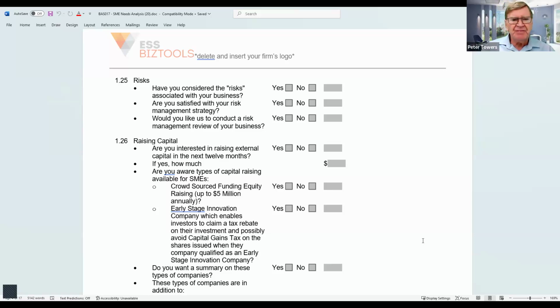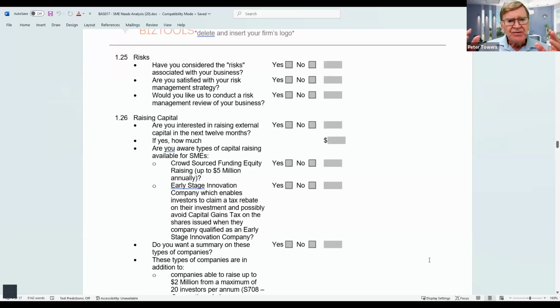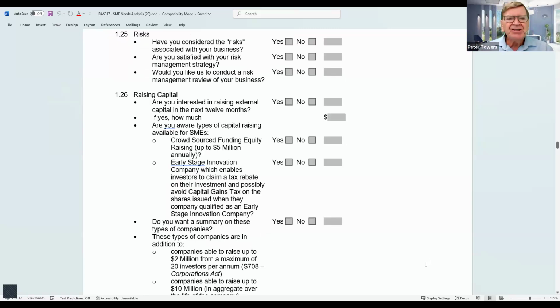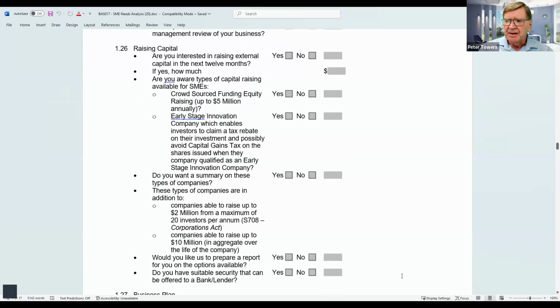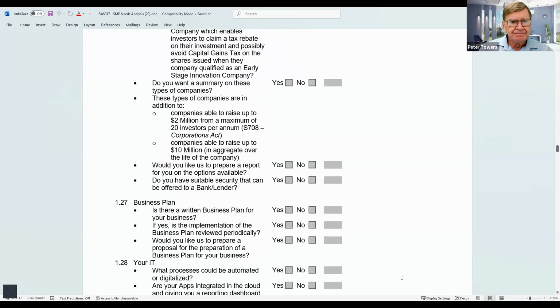So these opportunities are available. We also have early stage innovation companies for small technology inspired innovative companies that are wanting to do things. It's a good idea to talk to your clients about this, because a lot of them may think that you don't give advice in this area, and you have all the material you need to be able to give advice on crowdsourced funding, equity raising, and early stage innovation company within the subscription to ESS BIZTOOLS.